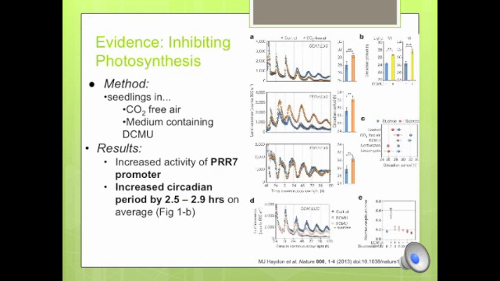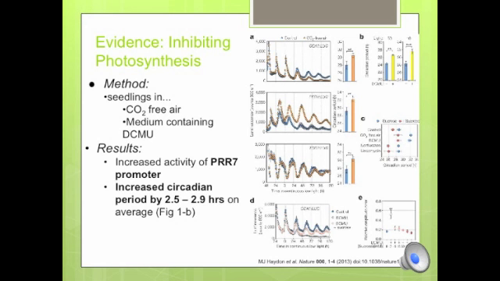In one particular study from Nature magazine, cultures of seedlings were kept in one of two environments to test for the effects of the absence of photosynthesis on the genes involved in maintaining the circadian rhythm. The first environment being CO2-free, and the second being a medium containing DCMU, which blocks photosystem 2, thereby inhibiting photosynthesis. In addition, a control was prepared and tested for comparison. The results are given in the figures here.